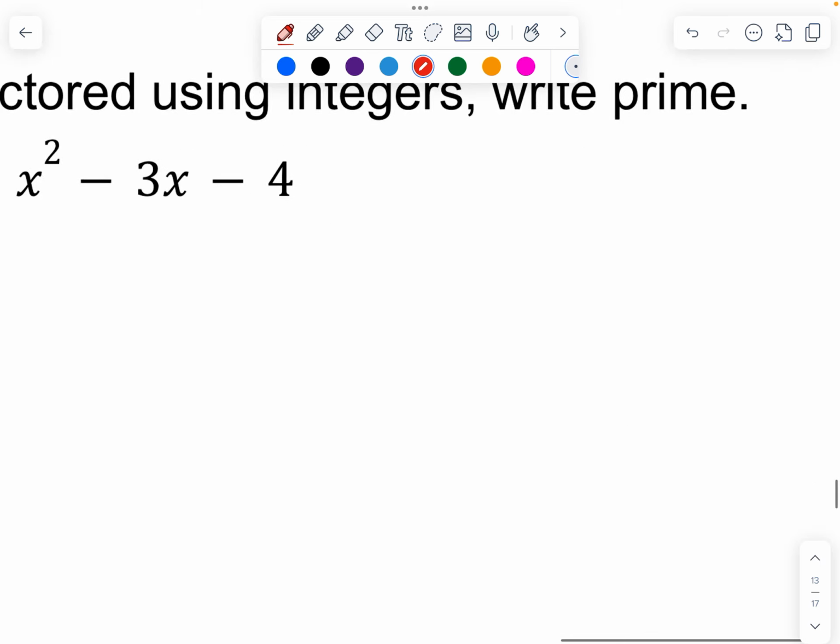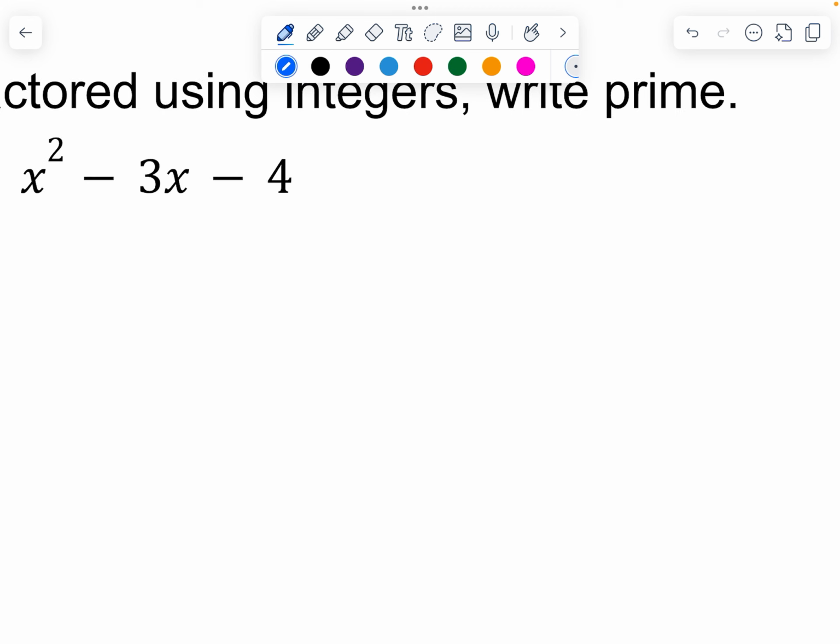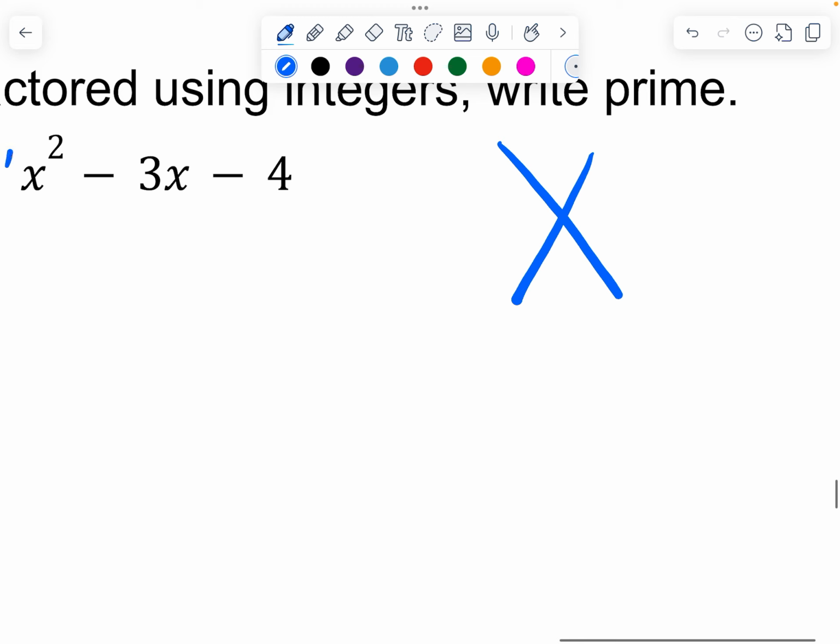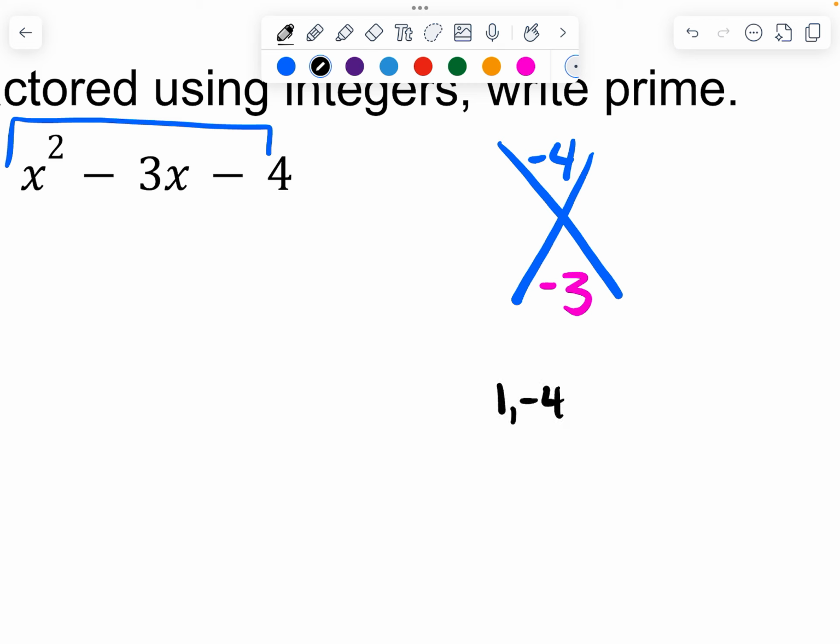Okay, so we're going to come over to this one. We're going to do the exact same thing that we've just done. I'm going to multiply these two numbers together, and I'm going to get negative 4. Then I'm going to take the b value, and I'm going to put it right here. Then, what are the factors of negative 4? So 1 and negative 4, and negative 1 and positive 4, 2 and negative 2, and negative 2 and 2. Which one, when you add them together, will get you a negative 3? This one right here. So 1 and negative 4.